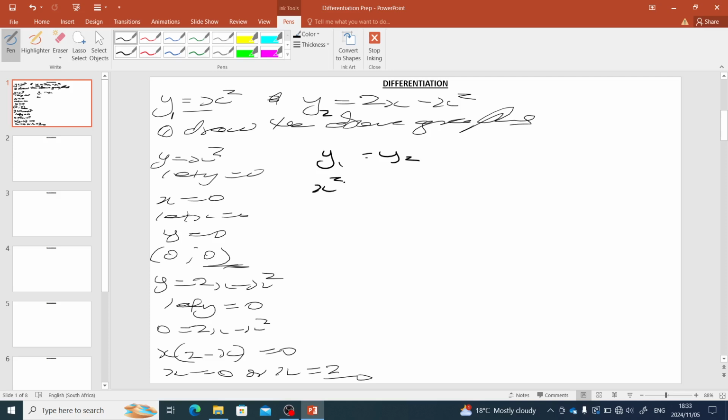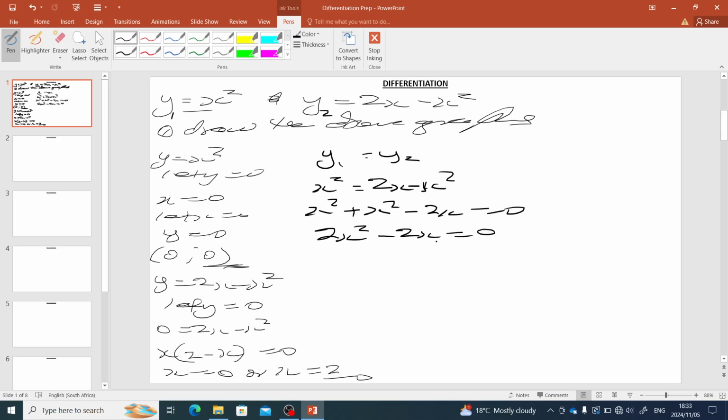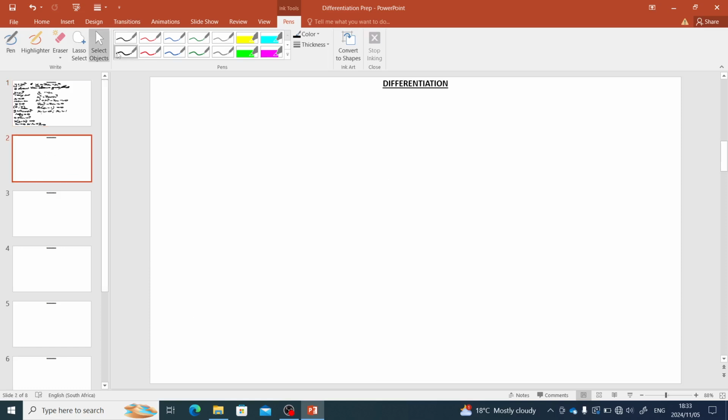Then we have x squared equals 2x minus x squared. When we transpose this to the other side, we have x squared plus x squared minus 2x equals 0. Then we have 2x squared minus 2x equals 0. Then we can take out the common factor, which is 2x, so 2x(x minus 1) equals 0. Then our x equals 0, or our x equals 1. Then we can draw the above graph.